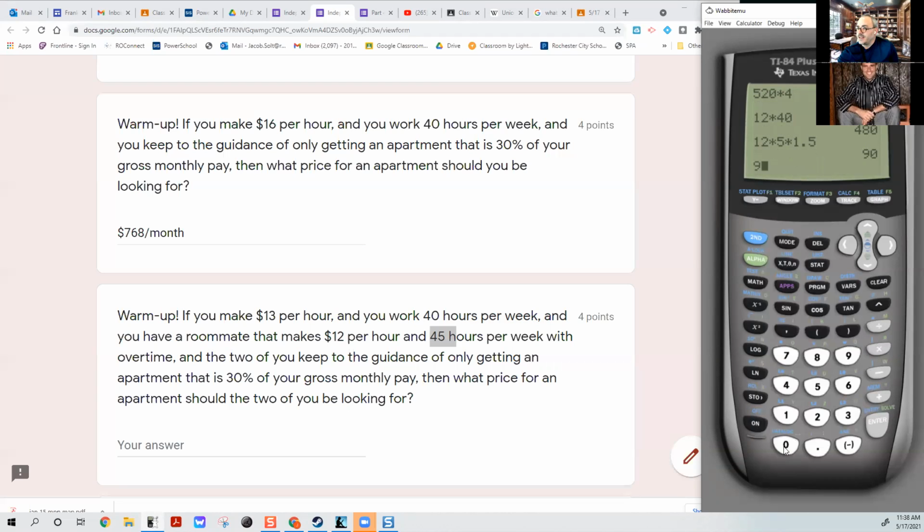So now we got to do 90. That's their overtime pay plus their 480. That's their straight pay. And they make $570 per week, which is actually a little bit more than the person making $13 an hour. All right, the person with $12 an hour in overtime is making a little bit more money than the person working $13 an hour.